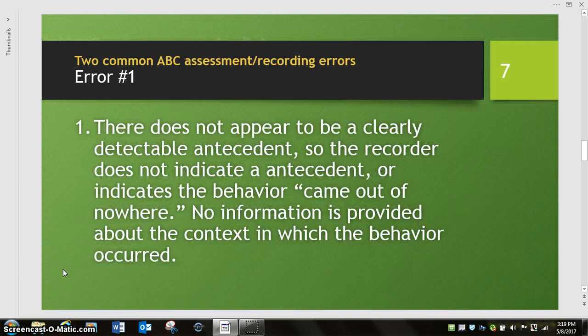So now we're ready to move into two common ABC assessment recording errors that occur pretty regularly in my time and what I see. Okay, the first one is there does not appear to be a clear detectable antecedent, so the recorder does not indicate an antecedent or indicates the behavior came out of nowhere. No information is provided about the context of the behavior.